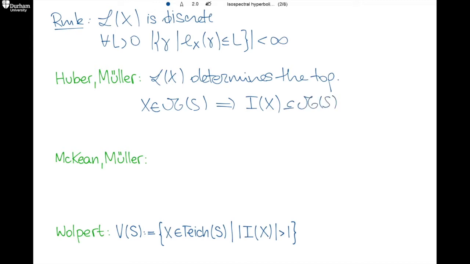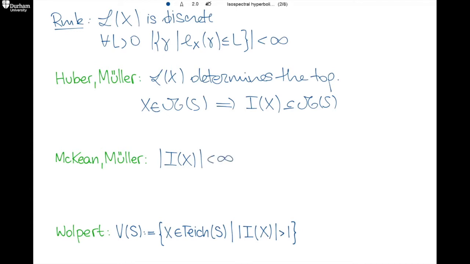But I just spent a lot of time telling you that this moduli space is very big. So far, yes, the length spectrum does determine the surface up to a certain point, but so far we still have uncountably many possibilities. And the fact is that actually we can do much better. And this is the next result, due again to McKean in the case of closed surfaces and Müller in the case of surfaces with cusps, which is that for any finite type surface, if I look at the size of isospectral families, this is always finite.